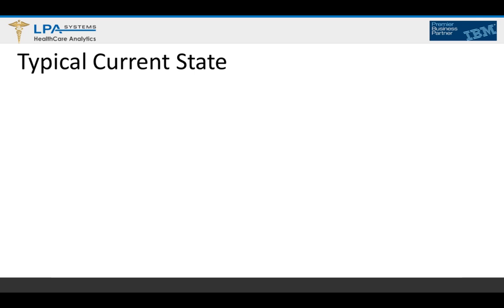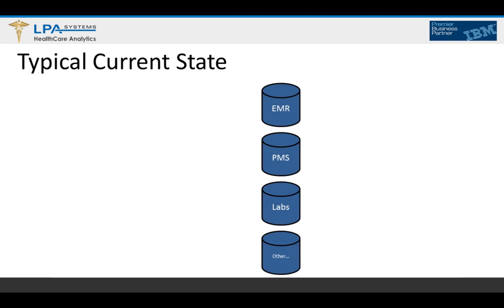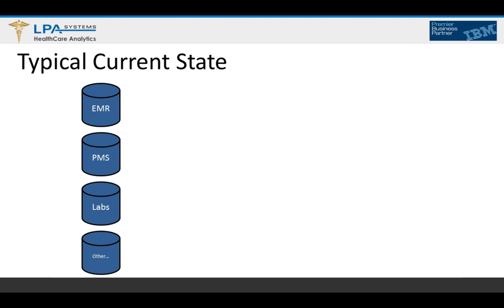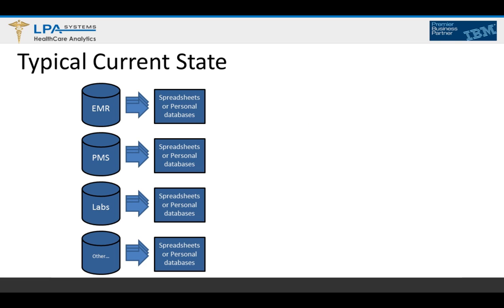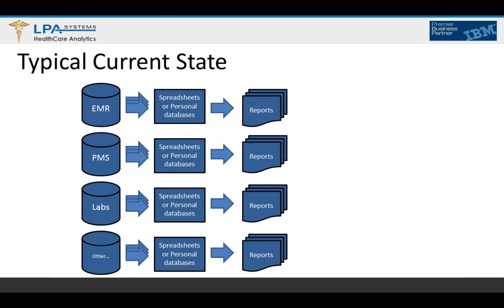So, what is a typical current state? When we arrive at most of our customer sites, there are a collection of separate data stores, whether it's coming out of your EMR, your practice management system, lab data, etc. Each one of them are distinct sources of data. And every one of them has a set of spreadsheets or personal databases that people have created to try and create useful reports out of them. And these reports are all separate, distinct. Basically, you end up in spreadsheet hell, and it's very difficult to consolidate them.